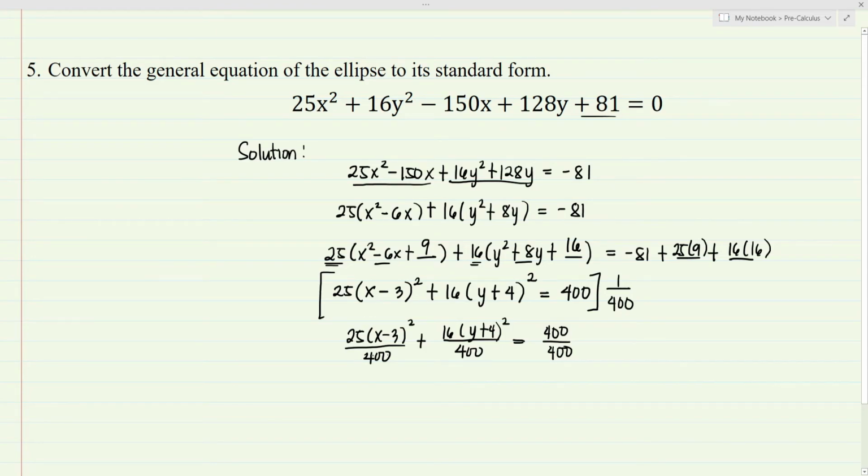We have here 25 over 400. So its simplified form would be 1 over 16. So the first term here is x minus 3 squared over 16. Followed by, for the second term, we have here 16 over 400. That would be 1 over 25. So the second term here would be y plus 4 squared over 25. Then as for the right side of the equation, that would be equal to 1. So the answer here is x minus 3 squared over 16 plus y plus 4 squared over 25 equals 1.